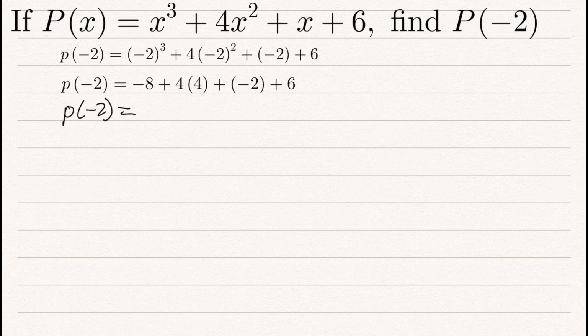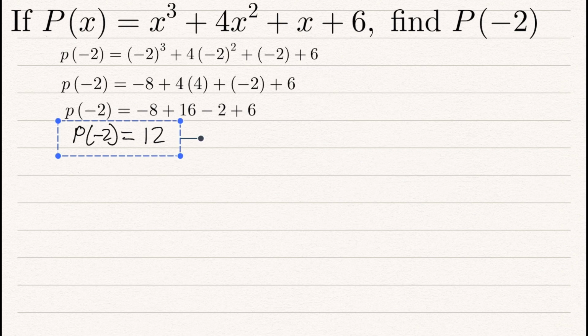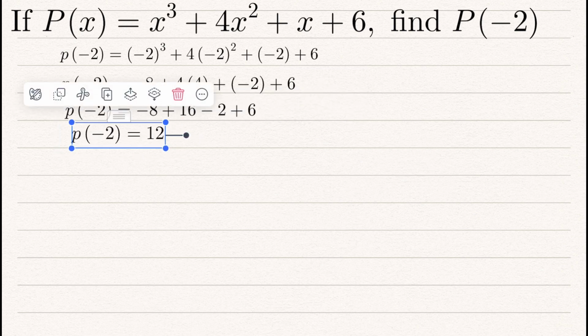So now we can do our multiplications. We have -8 plus 16 minus 2 plus 6. So now, finally, we can start adding. -8 plus 16 is 8. 8 minus 2 is 6, and 6 plus 6 is 12. Therefore, the value of our function when x is -2 is 12, or p at -2 is 12.